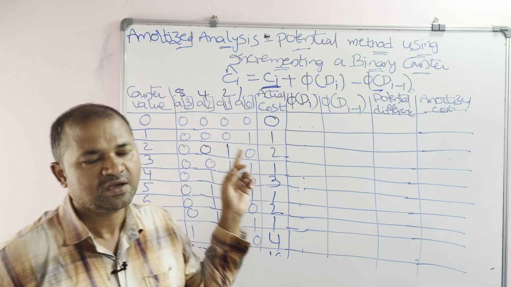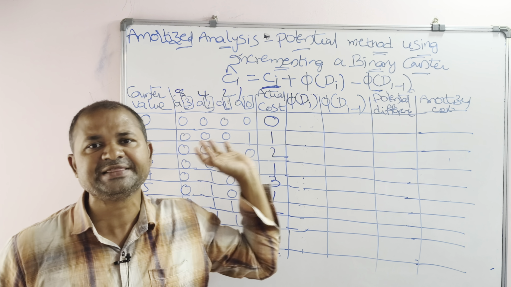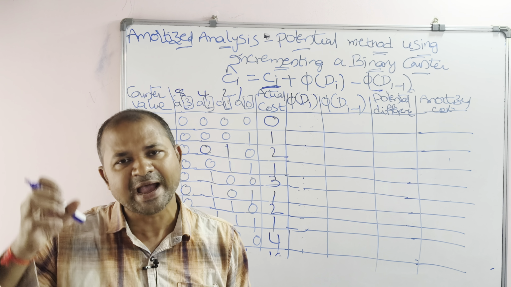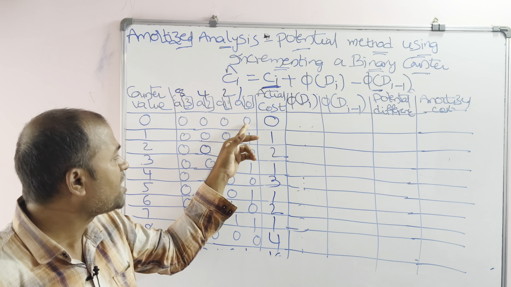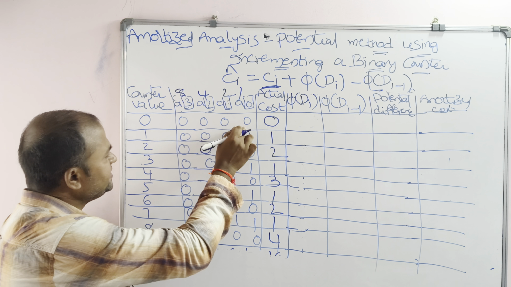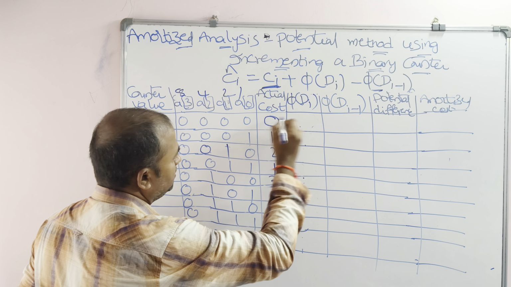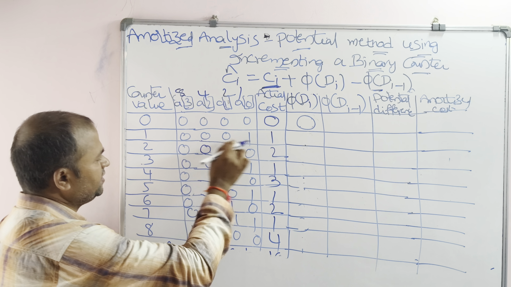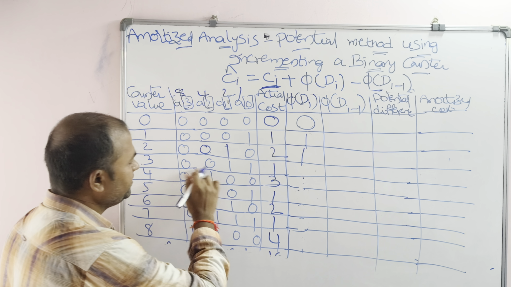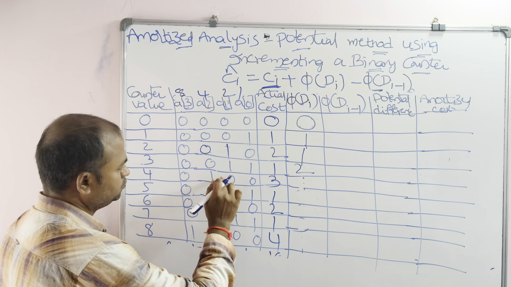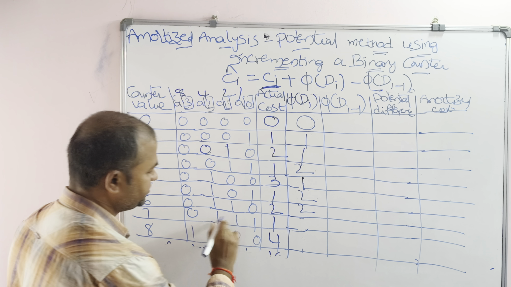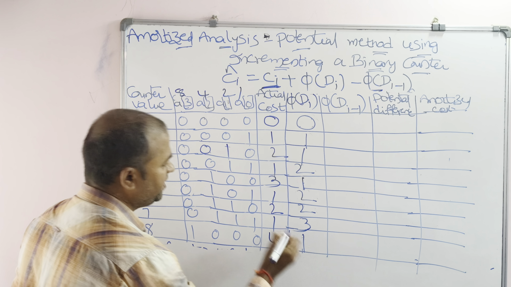Let the operation be counting the number of ones in the binary number. So pi of di means potential of the binary counter after counting the number of ones in the binary number. If you take this number, there are no ones, so pi of di is 0. If you take the second number, we have a single one, next number, single one, next number, 2 ones, next single one, next 2 ones, 2 ones, 3 ones, single one.